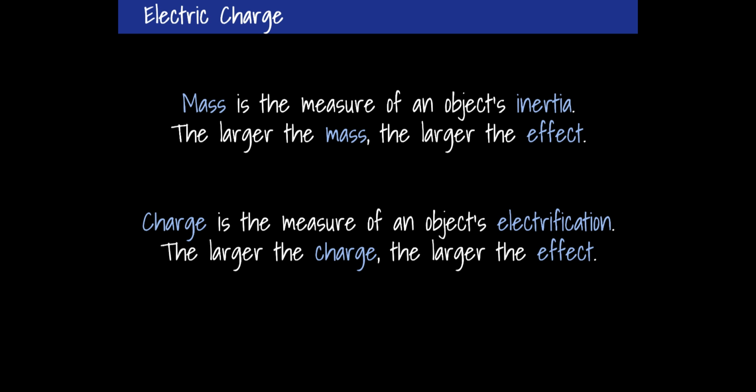We're going to do exactly the same thing for our investigation of the electrical effect. We will assign to physical objects a property that you can measure, that describes the extent to which it has within it that effect. Charge is the name for the property that matter has that describes that effect. Charge is the measure of an object's electrification. By electrification, I mean the extent to which it has the electrical effect. The larger the charge, the larger the effect.